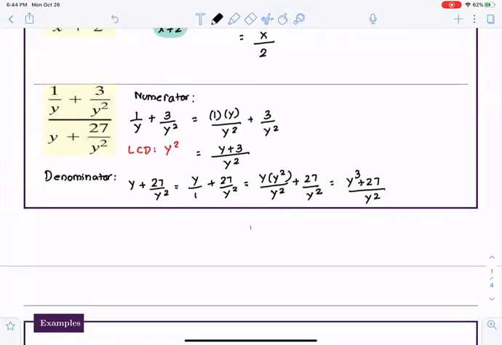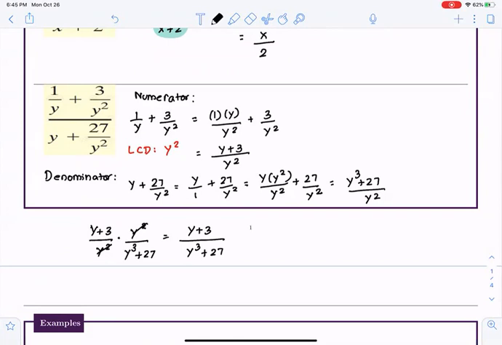So I have the numerator, I have the denominator, so I flip the denominator, multiply to the numerator, so I have y plus 3 times y squared divided by y squared times y cubed plus 27. The y squareds will get cancelled. We'll have y plus 3 divided by y cubed plus 27.